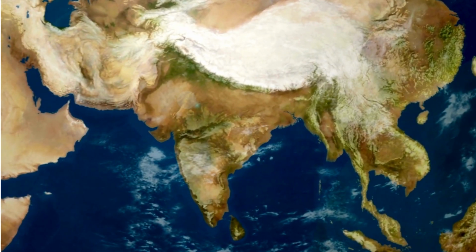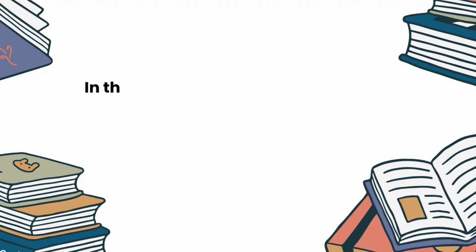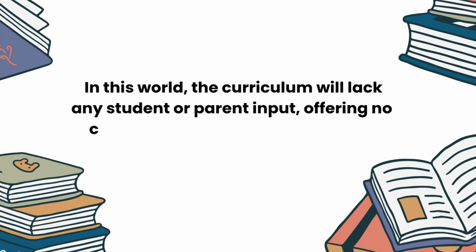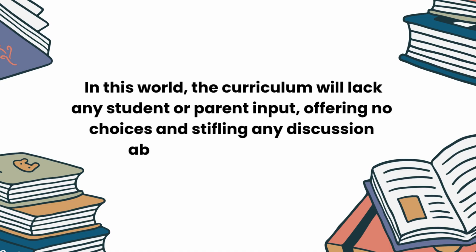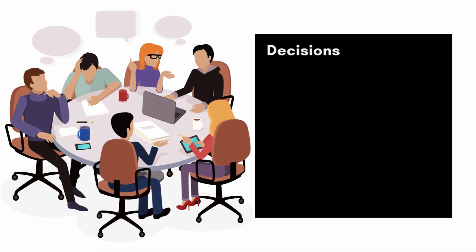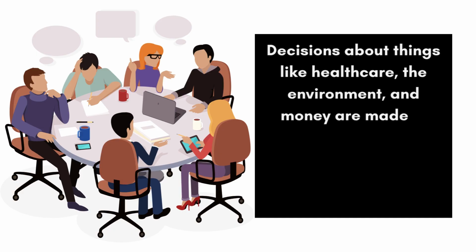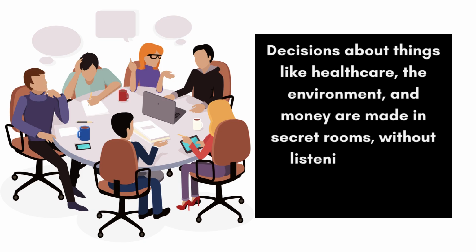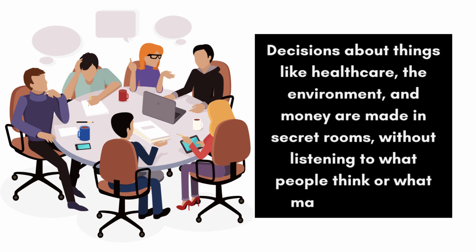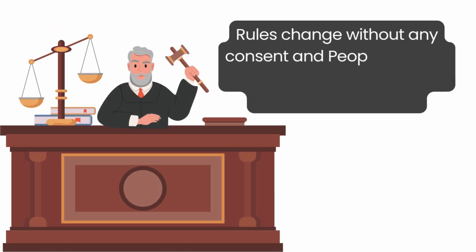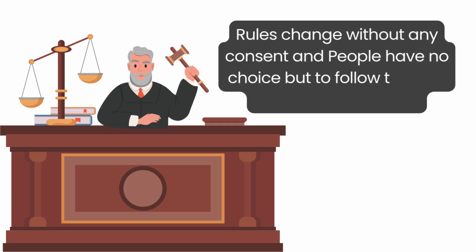Let's imagine a world without democracy. In this world, the curriculum will lack any student or parent input, offering no choices and stifling any discussion about teaching methods. Decisions about things like healthcare, the environment, and money are made in secret rooms, without listening to what people think or what matters to them. Rules change without any consent and people have no choice but to follow them or suffer consequences.